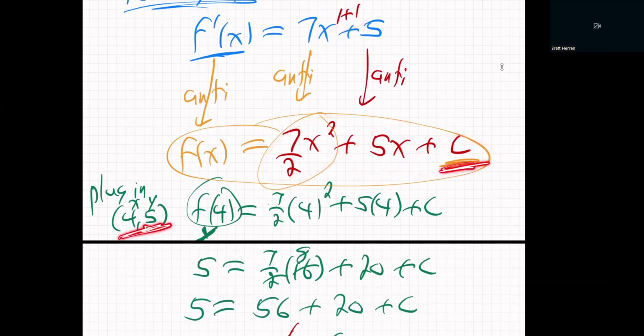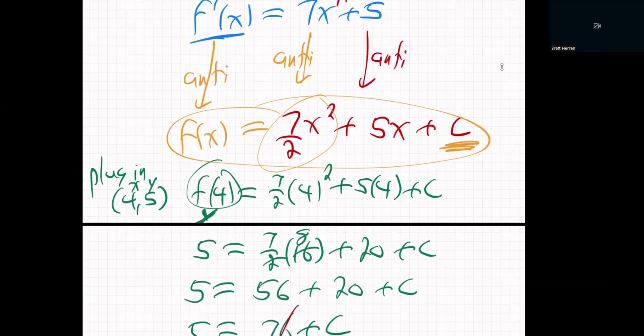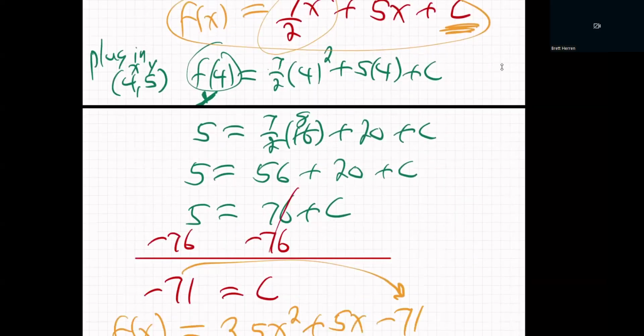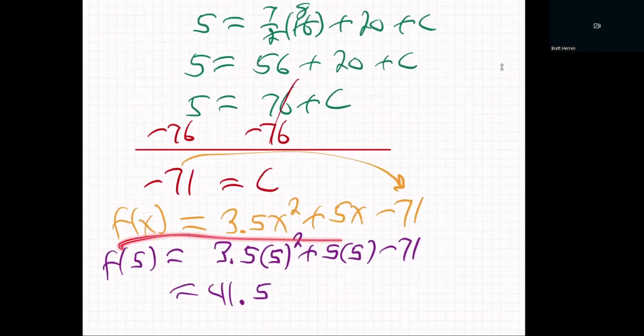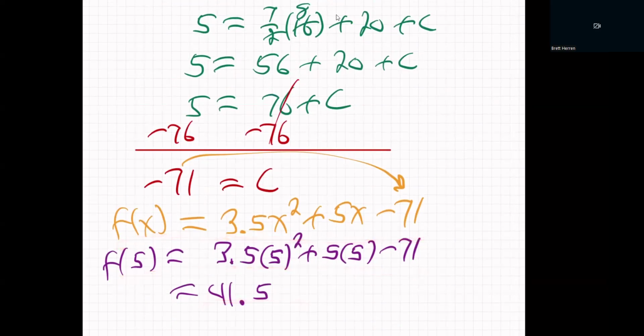We plug in the point (4, 5), which means plug in 4 for x, and the function value, the y value, becomes 5. Then we're able to solve for the constant, negative 71. Then we had the function, and then we could plug in 5 into the function. And so there we go.